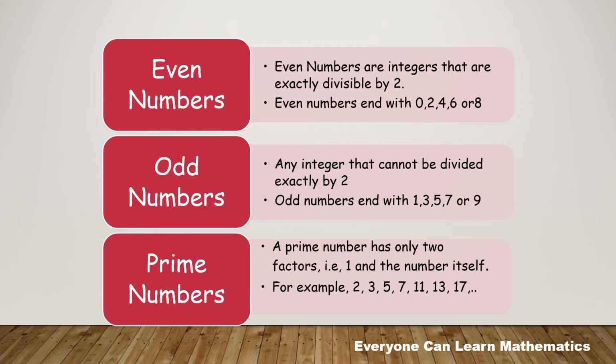Now finally, the prime numbers. A prime number is a number that has two factors only, that is 1 and the number itself. In other words, a prime number cannot be divisible by any other number but itself. Some examples of prime numbers are 2, 3, 5, 7, 13 and 17.